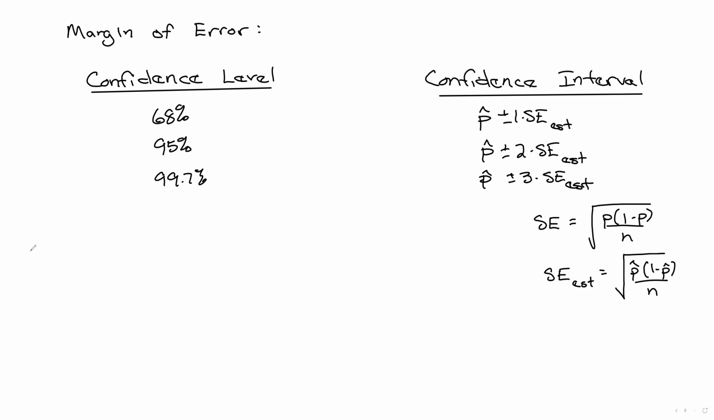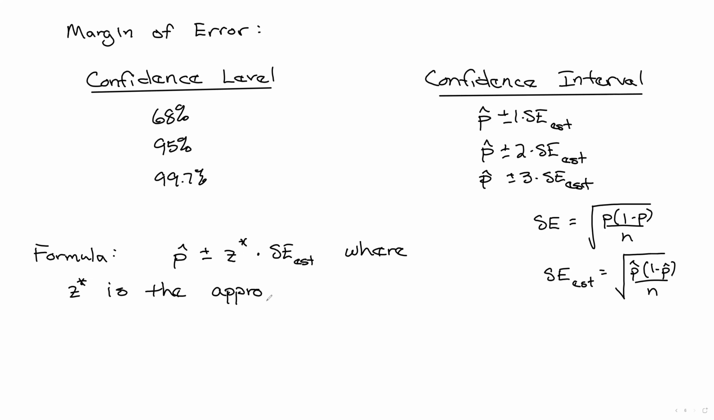Anyway, we can go through and create a formula from this. What we're going to do is take this formula here, and this is going to give us our formula for our confidence interval. So it's p hat plus or minus z star, which I'll explain in a second, times the standard error estimate, where z star is the appropriate z score.